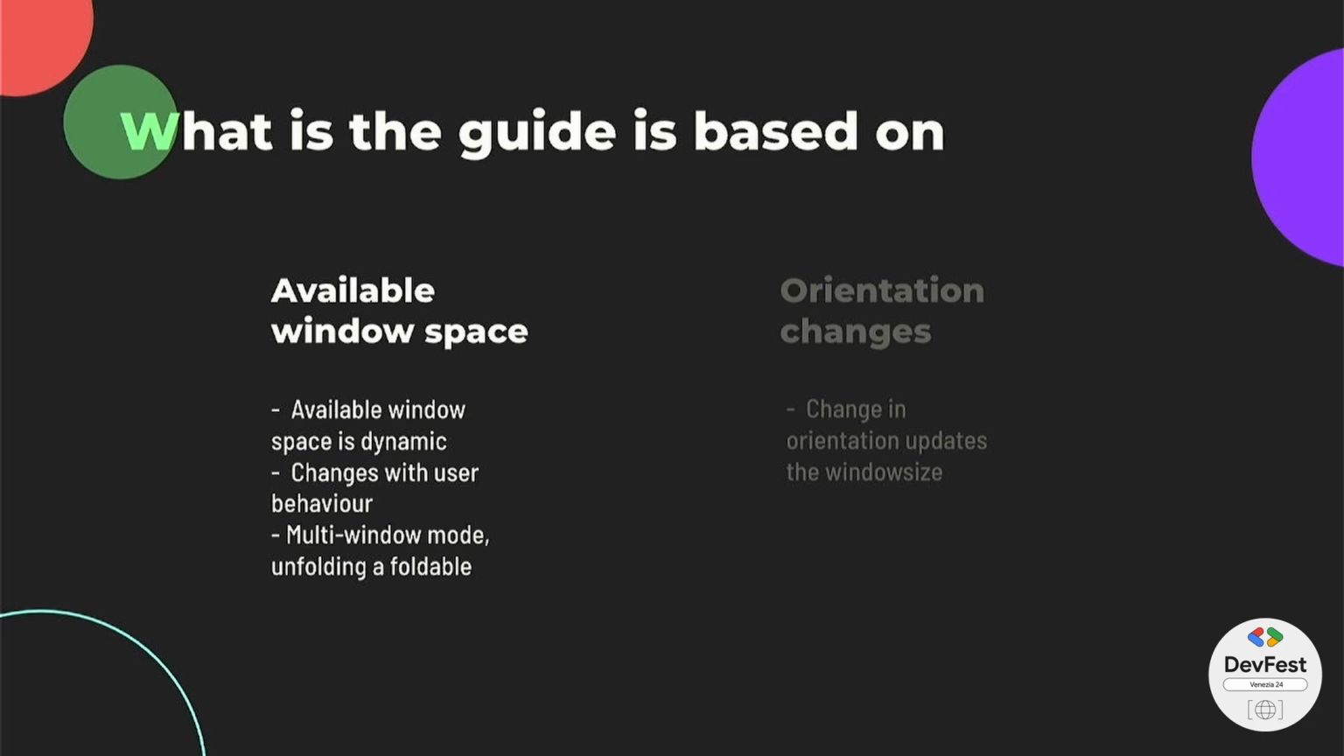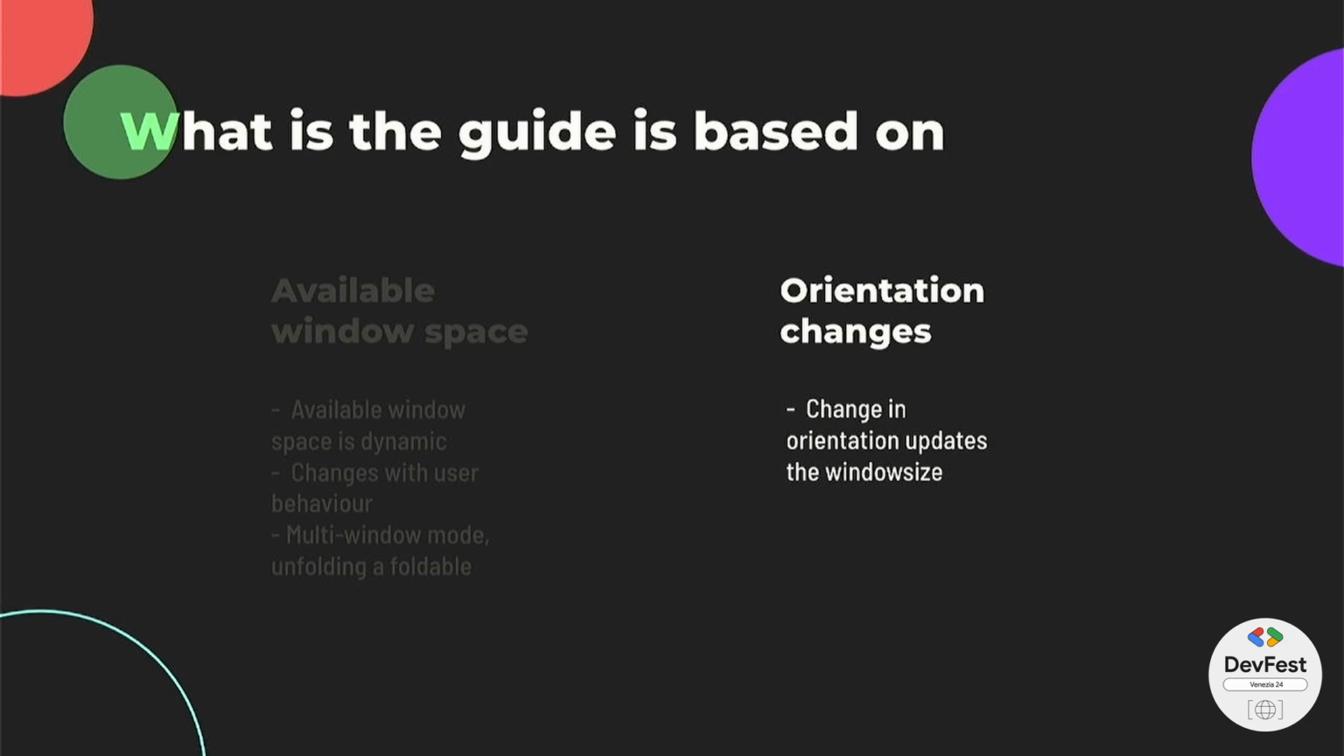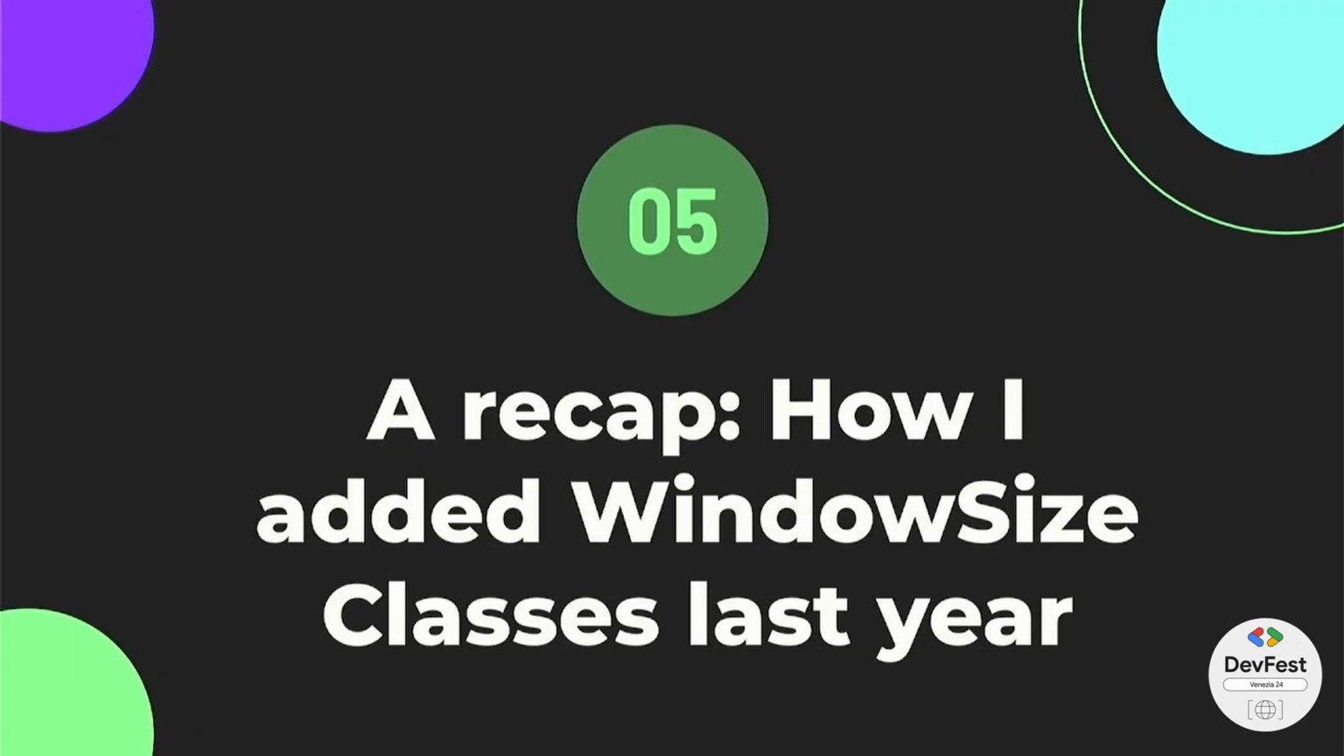And then multi-window mode, unfolding a phone like a foldable device, is also going to impact the window size class. Then the orientation change, if the user decides to change from landscape to portrait and portrait to landscape, is also going to influence the window size class.